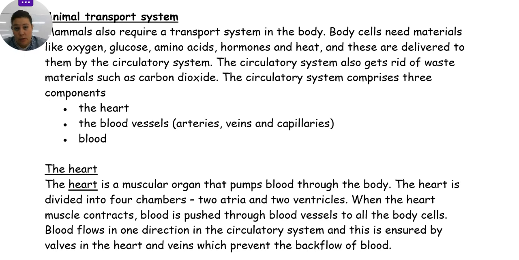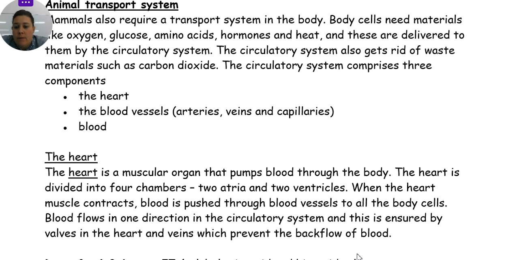We need blood to move around our body. The blood carries oxygen, nutrients, hormones, water, all sorts of things. So we need something to move it around, right? Which is why we have the heart, which is in a sense the pump, okay? It pumps the blood around our body. It's sometimes called the circulatory system. Makes sense, it's circulating the blood, okay?